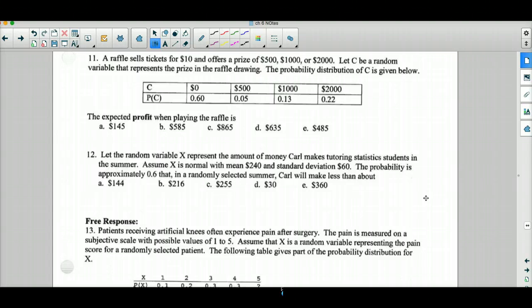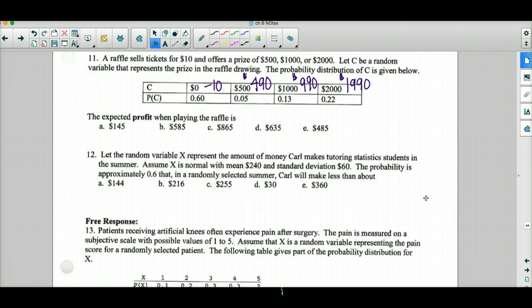Okay, so number 11, be very careful, because if you win $0 off of a $10 ticket, what was your profit? Negative 10. That kind of maybe played into what you were doing today on that free response question. Okay, $500. If you win 500, but it cost you 10 to play, how much did you really win? $490. And if you win 1,000, but you had to pay $10, you won $990. And 2,000 would be $1990. Now find your expected profit.